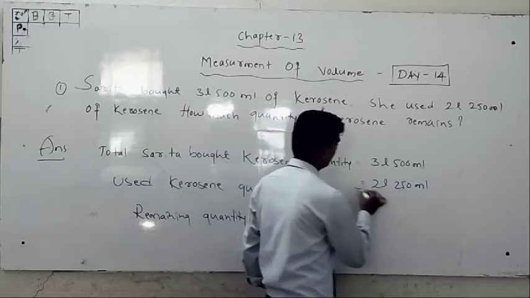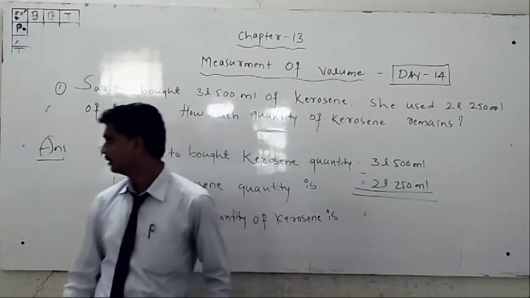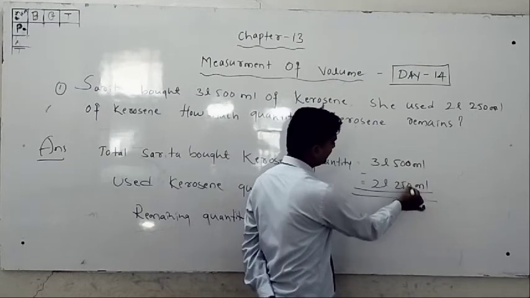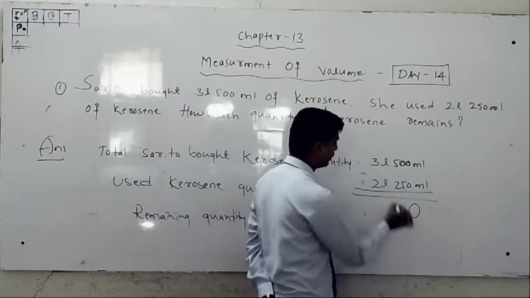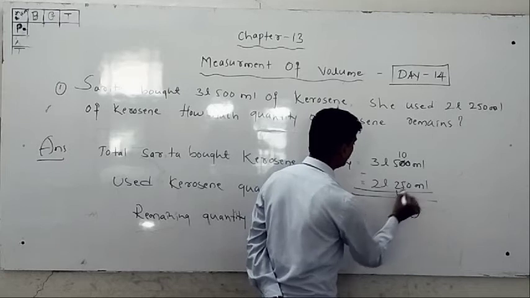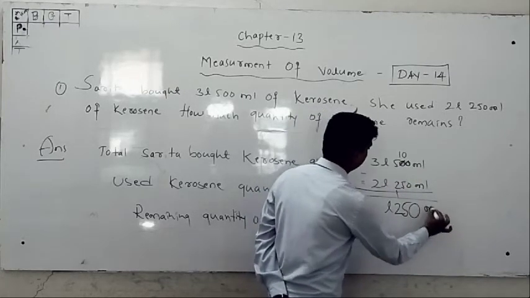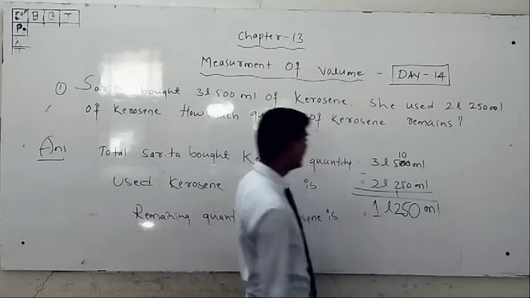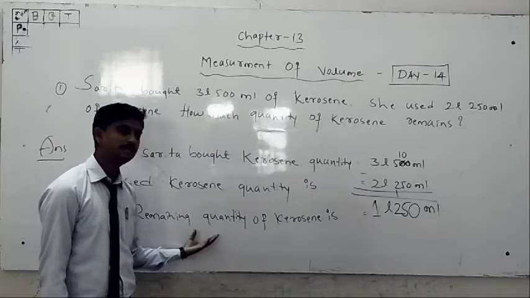You have to subtract, afterwards what is the answer, that is your quantity of remaining kerosene. 0 minus 0 always 0. 0 is not subtract 5, you take a borrow, then it is 10. 10 minus 5 it is 5, then 5 minus 3 it is 2, then 3 minus 2 it is 1. Okay, 1 liter 250 milliliter kerosene remains.